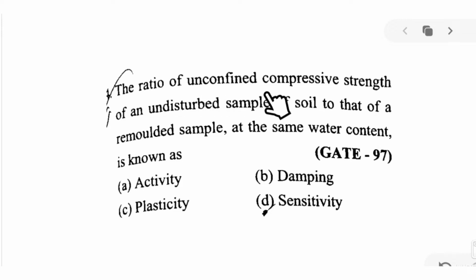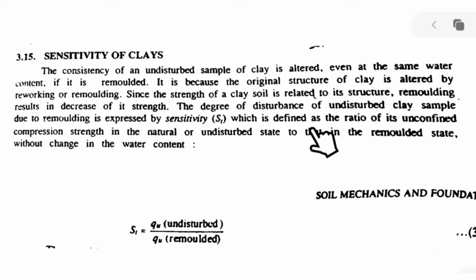The ratio of unconfined compressive strength of an undisturbed sample of soil to that of a remolded sample at the same water content is known as? The ratio of its unconfined compressive strength in the natural or undisturbed state to that in the remolded state without change in the water content is known as sensitivity. The option sensitivity is the right answer for the question.